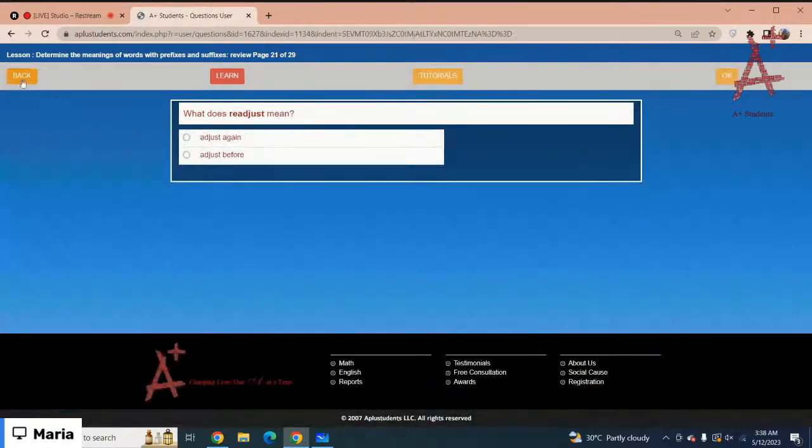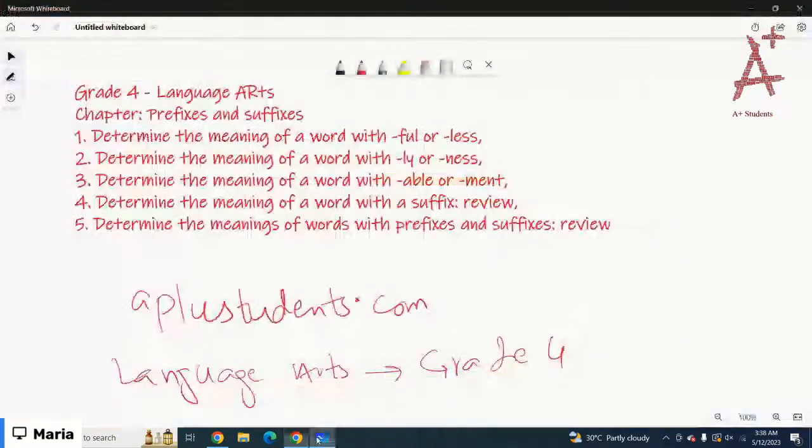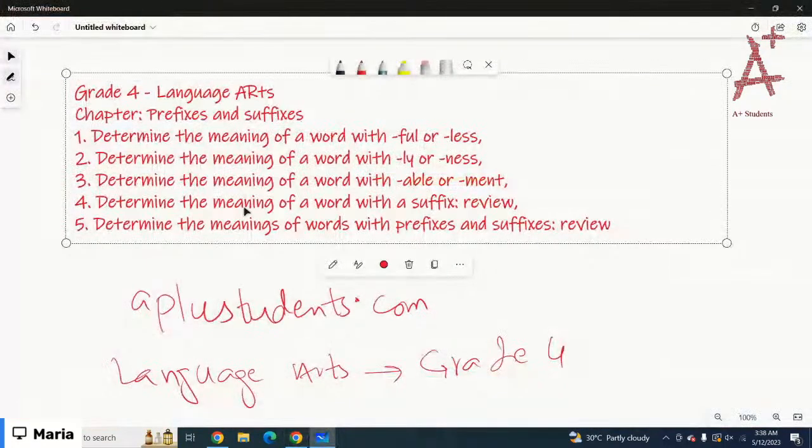So we were working on grade 4 math, grade 4 language arts, and we're working on the chapter prefixes and suffixes. The lessons we have covered today are determining the meaning of a word with full or less, with ly or ness, with able or ment, a suffix review, and determining the meaning of words with prefixes and suffixes review.